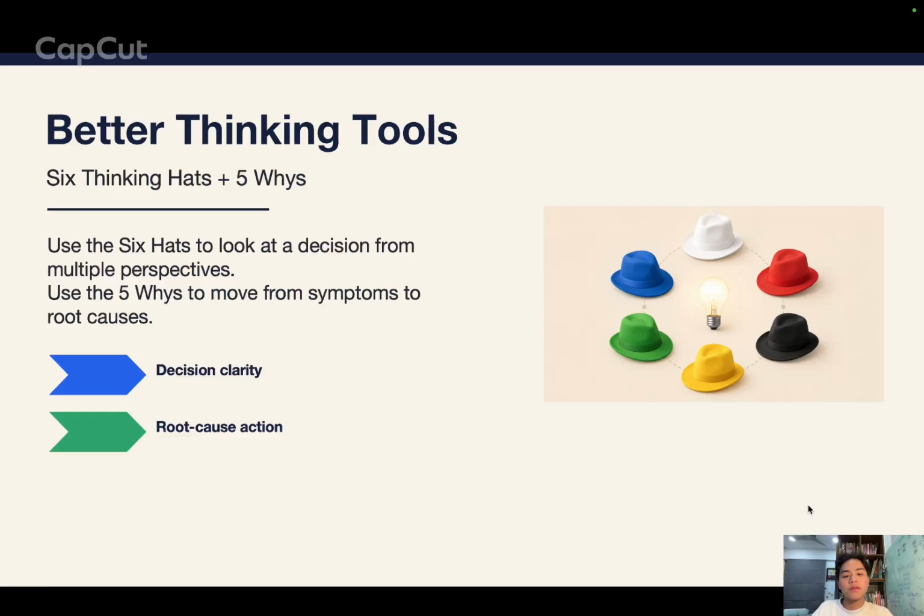So I usually put it this way. A simple way to remember this is the 6 thinking hats help us to think broadly, like from many perspectives, and the 5 whys help us to think deeply. So let's begin with the first part, the 6 thinking hats.